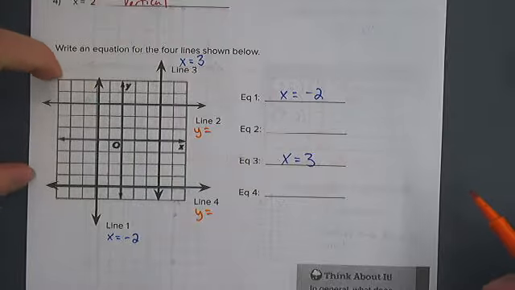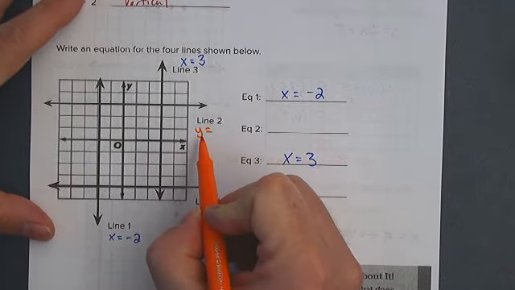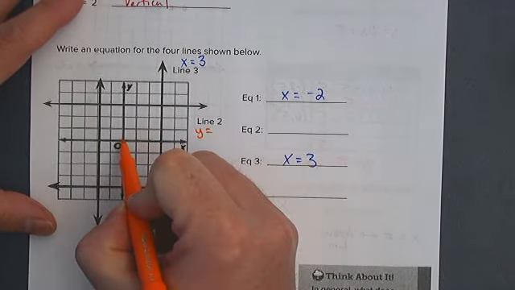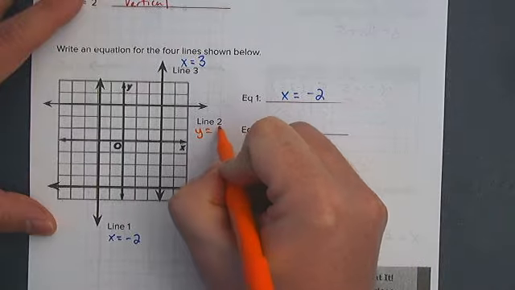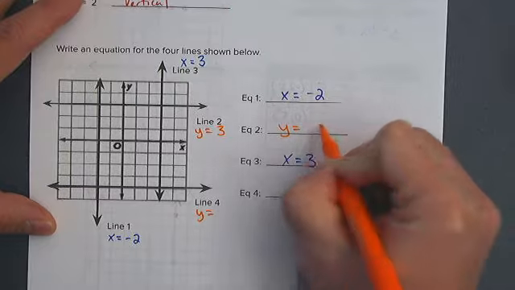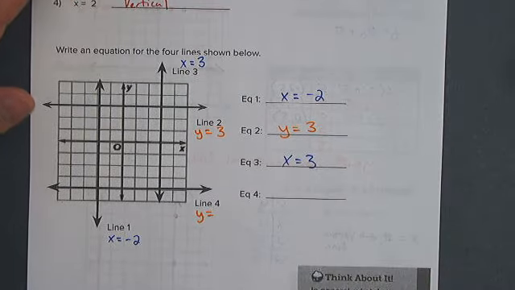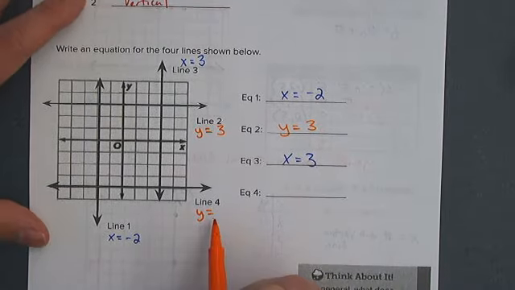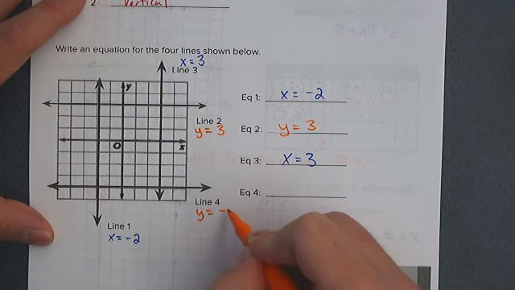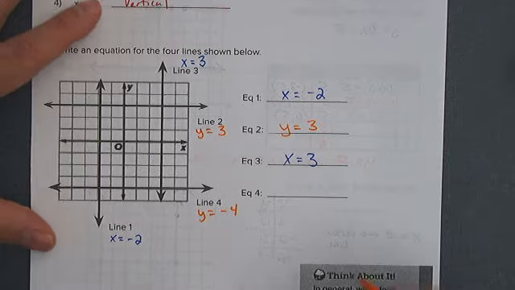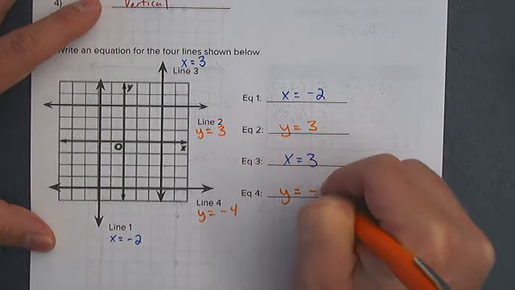Line 2 and line 4 we said were horizontals, so it's the y values we're worried about. For line 2, if we go up 1, 2, 3, those are all at y values of 3. So the equation for line 2 is y equals 3. And finally, line 4 is down 1, 2, 3, 4, so -4 is where all the y values are, so my equation would be y equals -4.